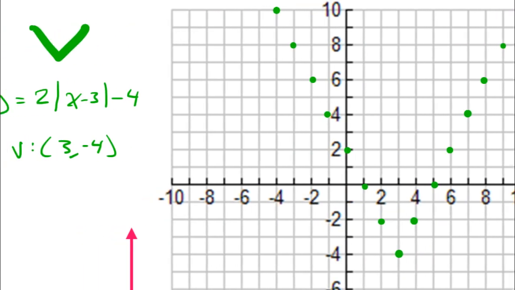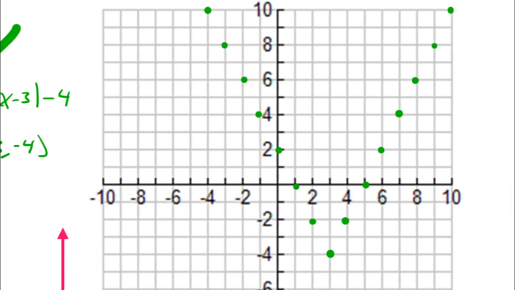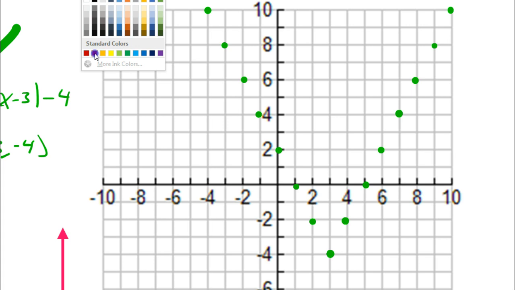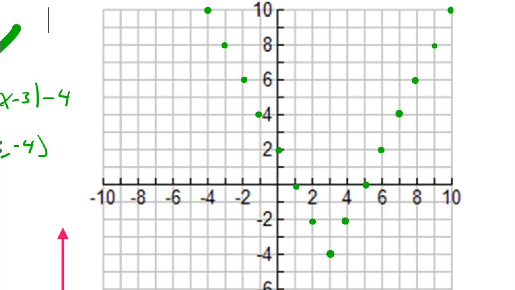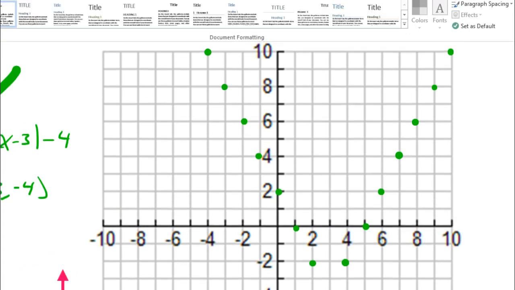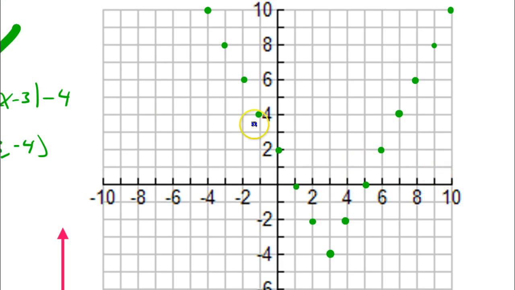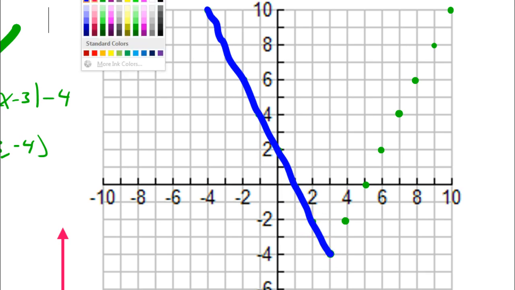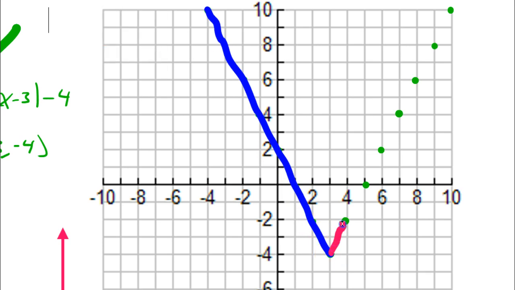So now we're trying to make this into a piecewise function. So I'm going to put this in 2 different colors. Hold on. Okay, so I'm going to show this part of the graph in blue. All right, that'll be one piece of my piecewise function. And I'm going to show this part of the graph in pink. That'll be the other piece of my piecewise function.